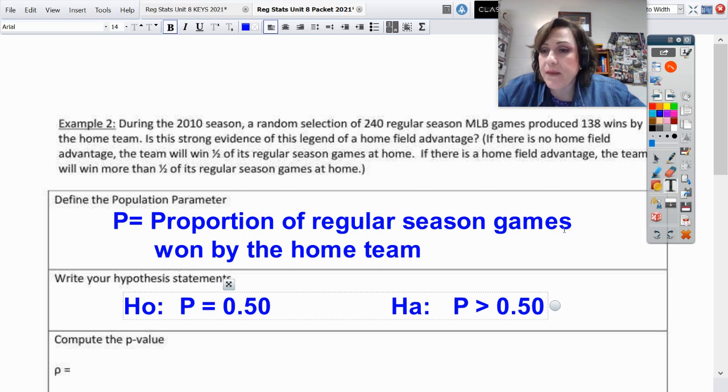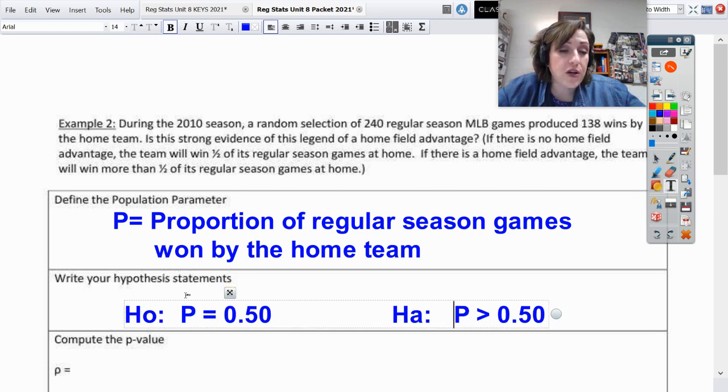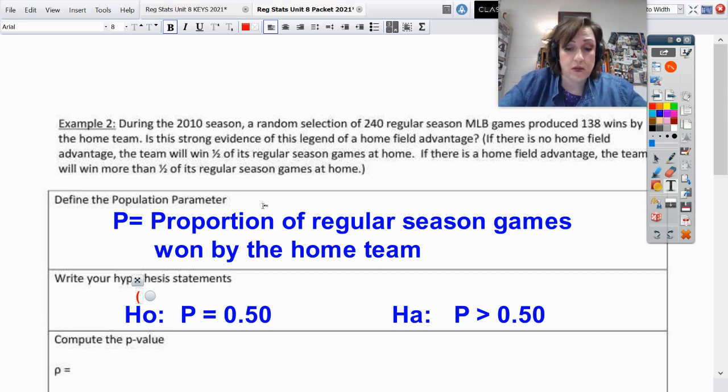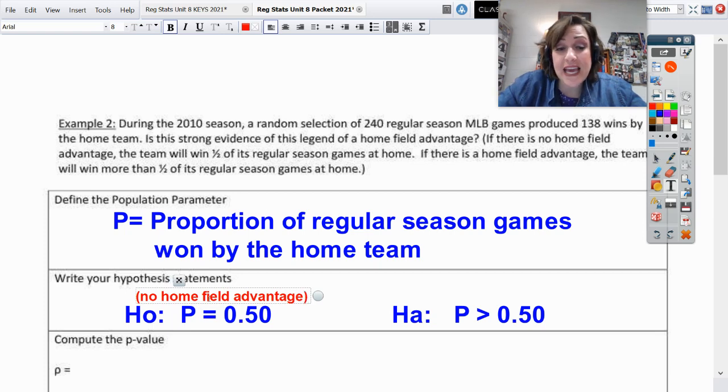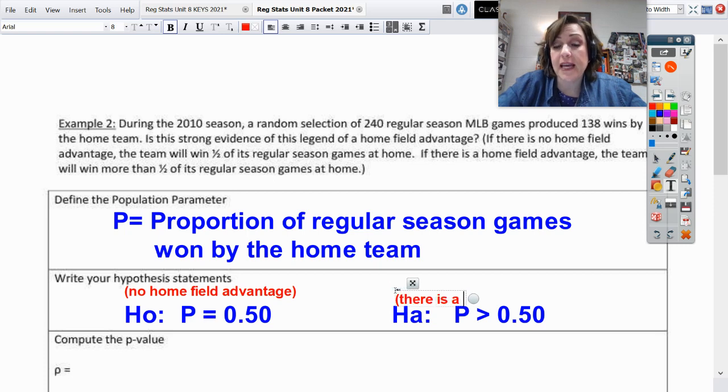Okay, so I like to make little notes, so I'm going to do that here also. I'm going to type in this section and say, okay, what did this one on the left mean? This one meant there is no home field advantage. The winning rate is the same whether you're home or away. And then on the right-hand side, you win more than 50%. So this one would say there is a home field advantage.